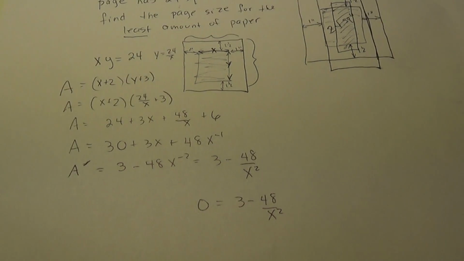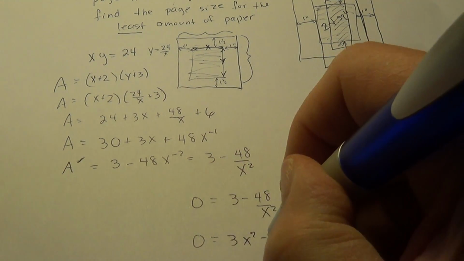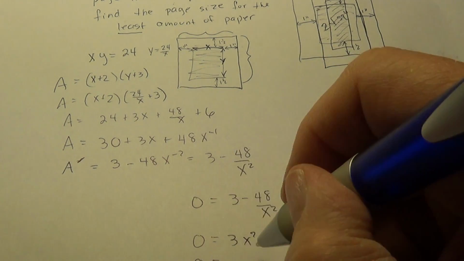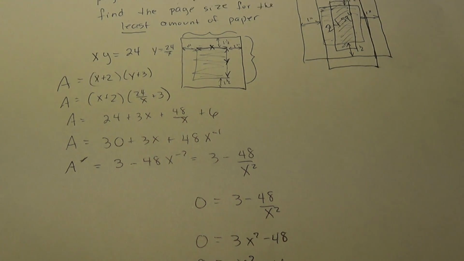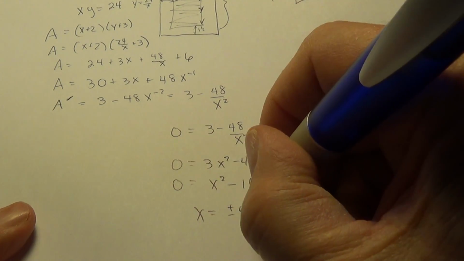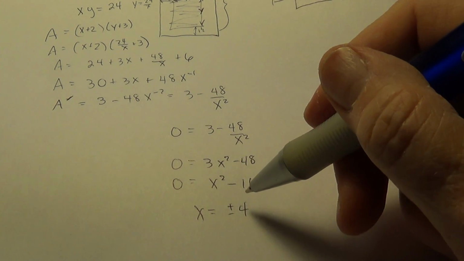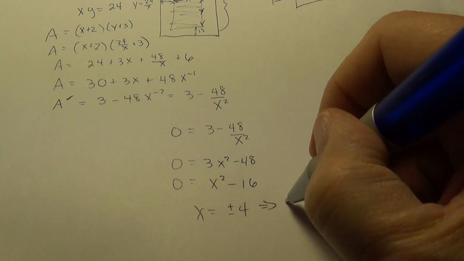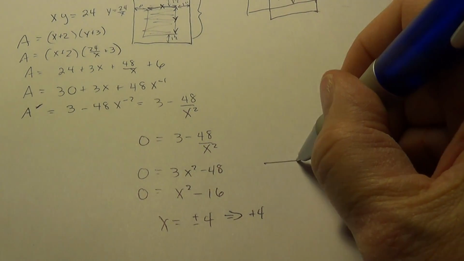Clean it up by multiplying through by x squared. Then we'll divide everything by 3. Solve for x. x equals plus or minus 4. And it doesn't make any sense to have a dimension of negative 4, so I'm going to just stick with the positive 4. First we need to see if that's a max or minimum.